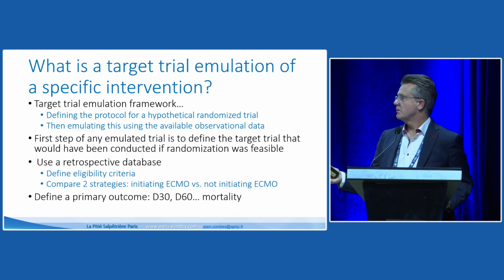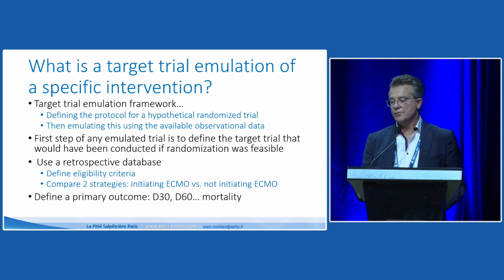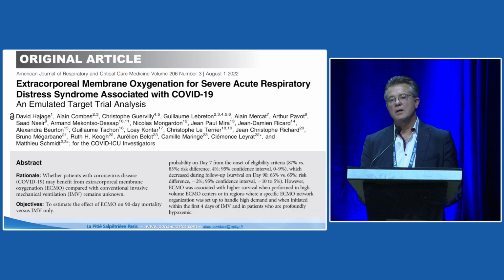the available observational data. The first step of any emulated trial is then to define the target trial that would have been conducted if an RCT had been feasible. And you use a retrospective database to define eligibility criteria day by day, and then compare the 2 strategies: patients who got, for example, ECMO, and those who did not get ECMO. Then you define, like in an RCT, a primary endpoint. Might be mortality, day 30, day 60, etc. So it's very similar. Of course, you're working with retrospective data.